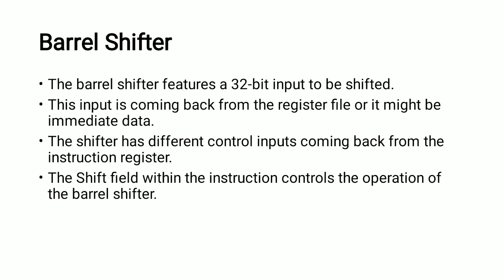Next we are going to see about the barrel shifter. The barrel shifter takes a 32-bit input to be shifted. This input comes from the register file or it might be immediate data. The shifter has different control inputs coming from the instruction register. The shift field within the instruction controls the operation of the barrel shifter.